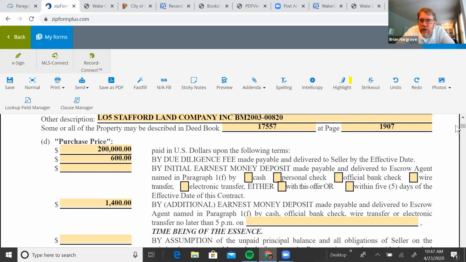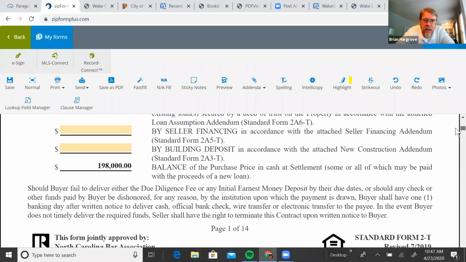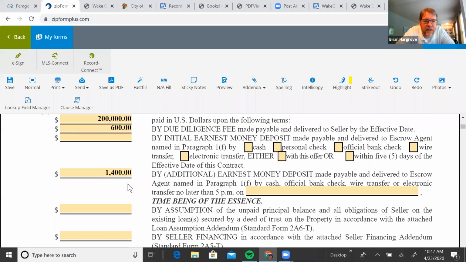Now, with that said, if they're local and they can go get a cashier's check, because they must do certified funds if they do additional. Up here, they can write a personal check, but down here, it needs to be certified funds. So if they're local, certainly they can go get a certified check and get it to the attorney same day.